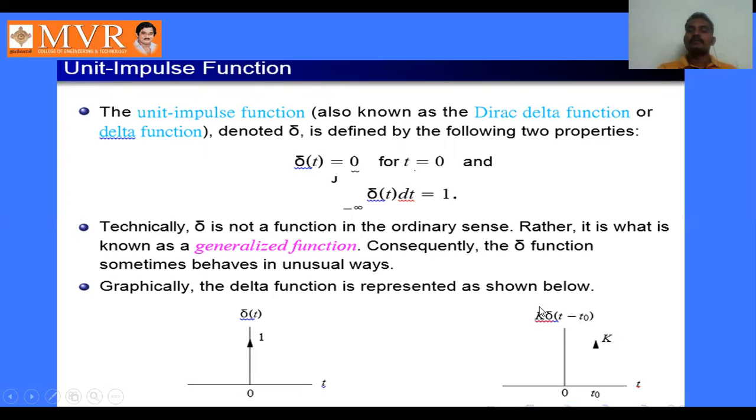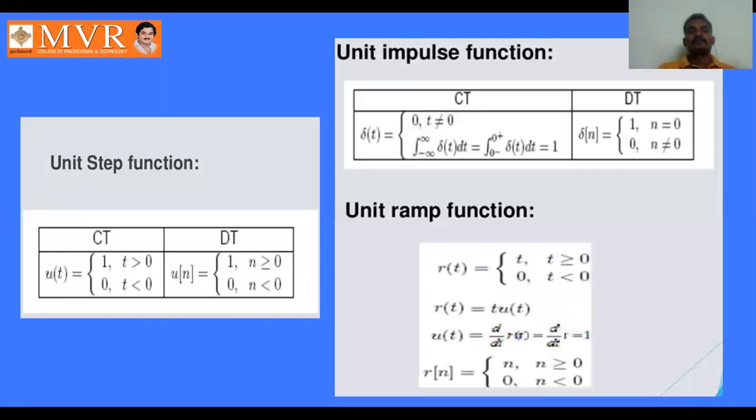If it is delta of t minus t naught, then the value of k is 1. At t naught, its value is 1. This is the unit impulse function. So this is the comparison between the unit step function, unit impulse function, and unit ramp function.